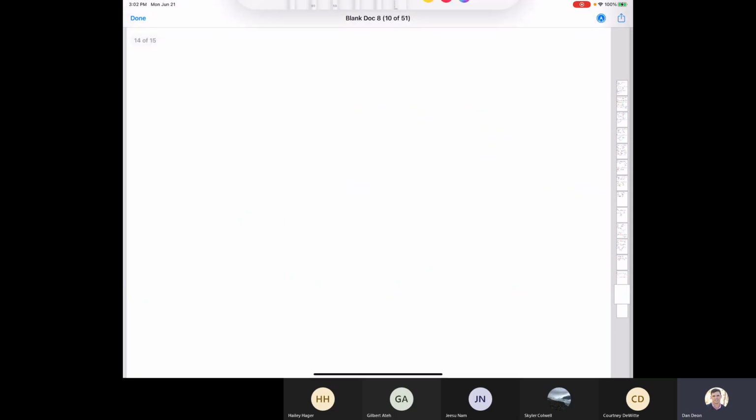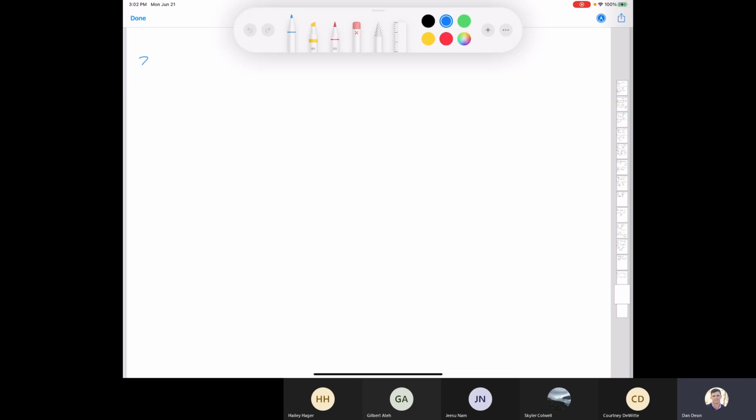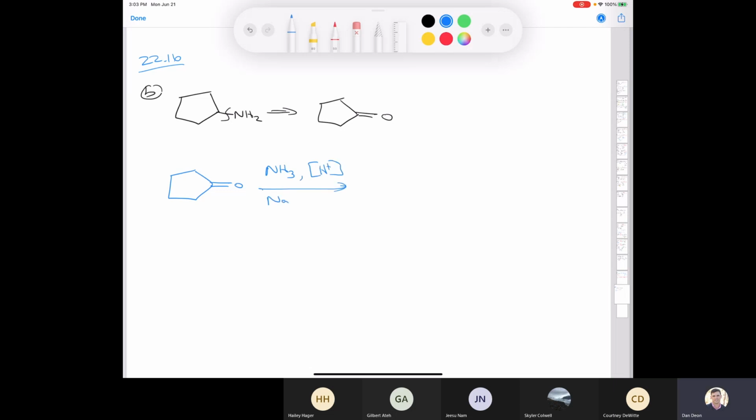The next one is again 22.16, and this is B. If you want to make cyclopentanamine, which is this thing here, I would think about making this from a reductive amination, starting with cyclopentanone. If I start with cyclopentanone, all I have to do is treat it with ammonia, a catalytic amount of acid, and sodium cyanoborohydride, and that's going to give me my desired product.